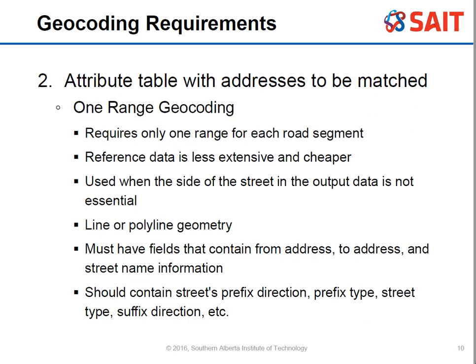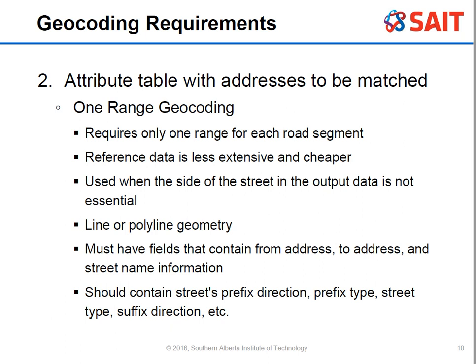And then this breaks it down to, there's 2 different kinds of geocoding with street addresses. There's 1 range and 2 range. So for this example, if we're going to use 1 range geocoding, it only requires 1 range for each road segment. We might have starting at 10 and it goes to 100. And so we know all the way along that section, no matter what value it is, it's going to fall on that line.